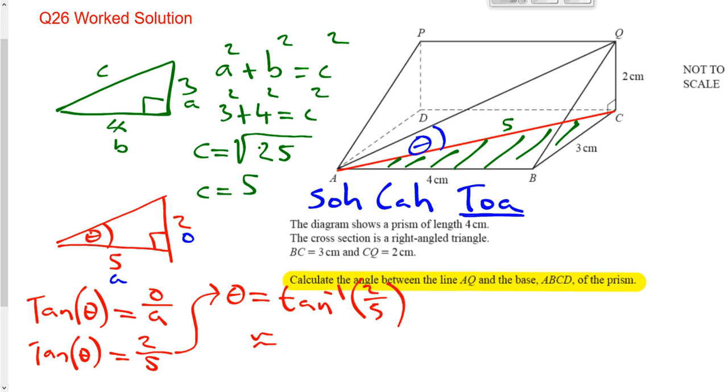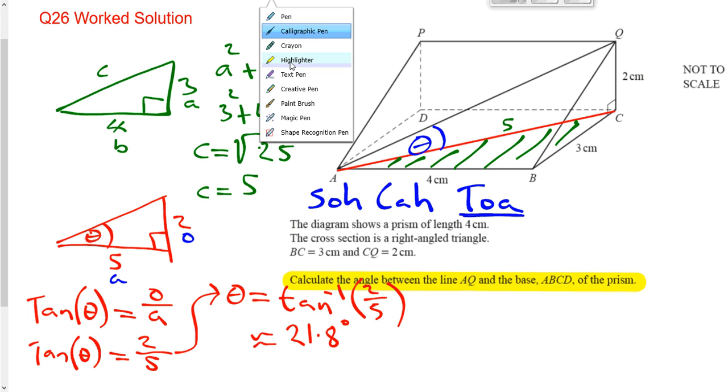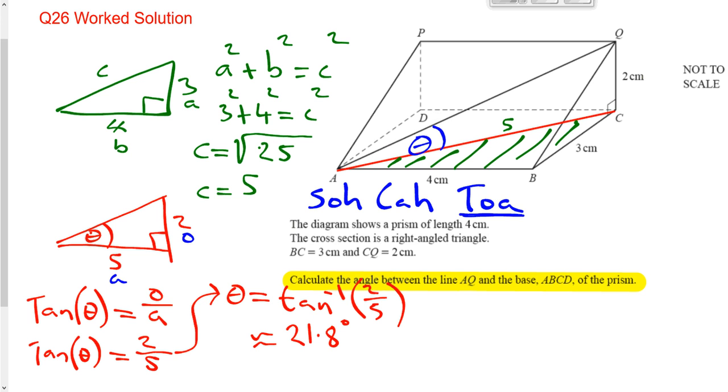That should give us an answer, and if I round that answer off to 3 significant figures, I'll end up with 21.8 degrees. Don't forget the degrees. Remember, we are working with an angle here, so we need to give it some form of unit, some form of context. And there's the solution to this problem.